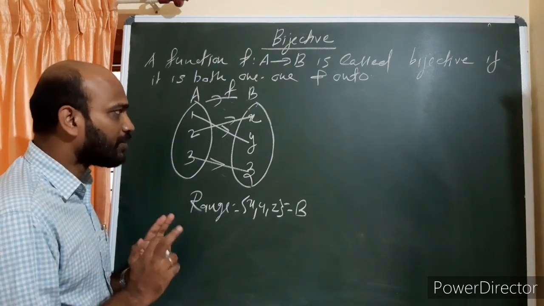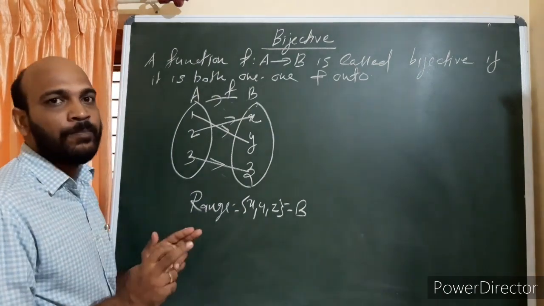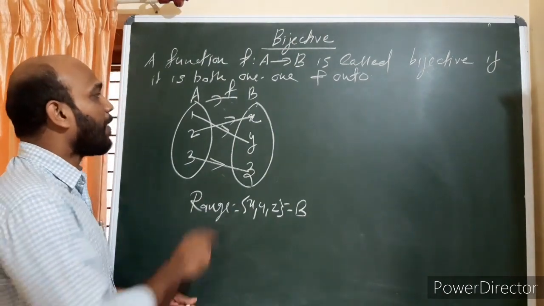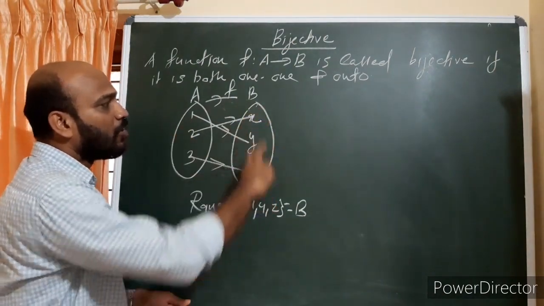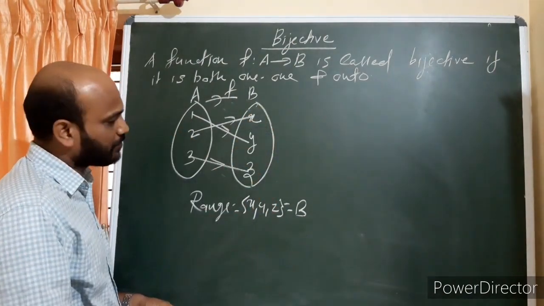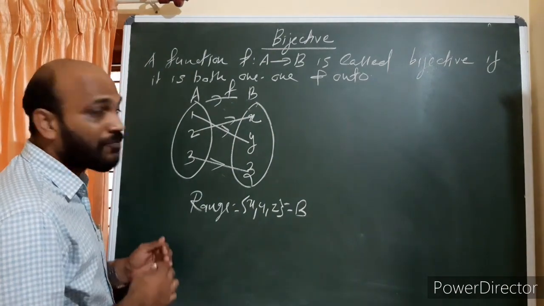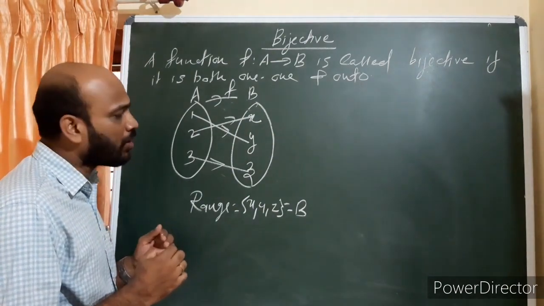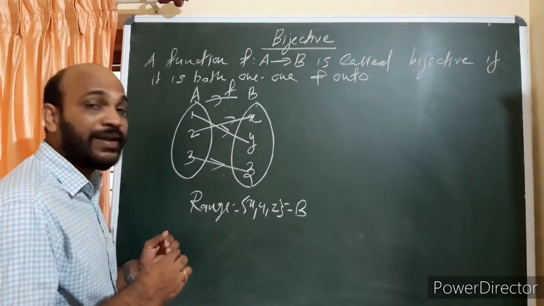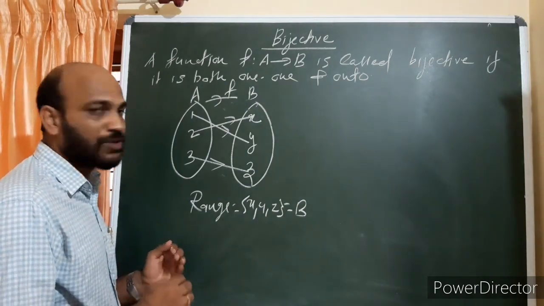Here you have to note one thing. A function f from A to B is bijective if the number of elements in A is equal to the number of elements in B. This is one condition. Suppose the number of elements in A is not equal to the number of elements in B, then we cannot form a bijective function from A to B.